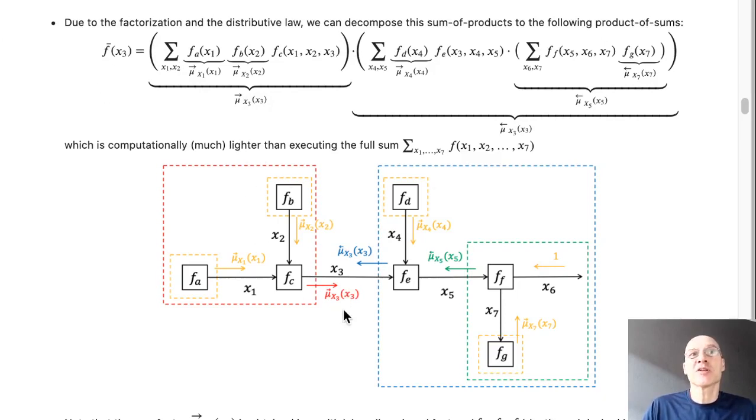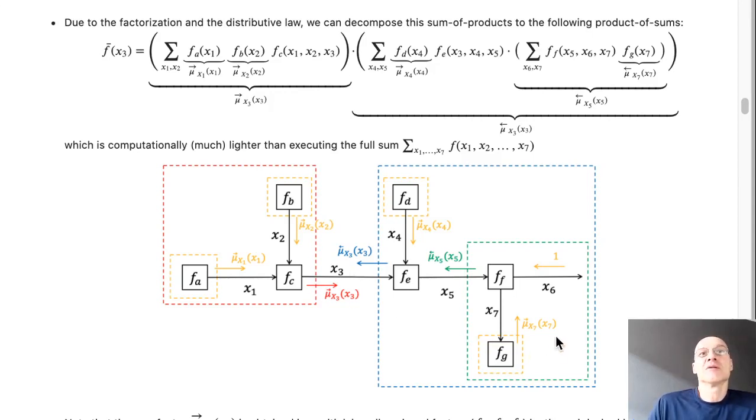You can interpret this message that comes out of this box as the belief that the left-hand side of the graph has about x3, and the blue message is the belief that the right-hand side has about this variable x3. By multiplying, I'm basically executing Bayes' rule. I'm fusing the two sources of information from this graph about x3.